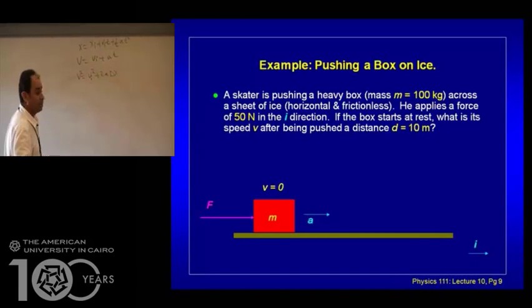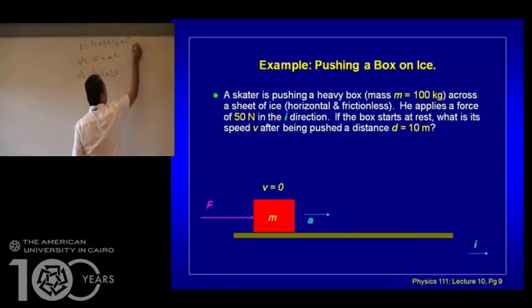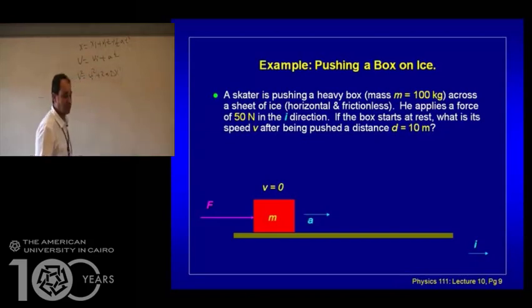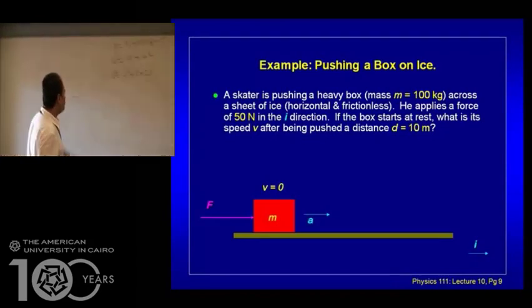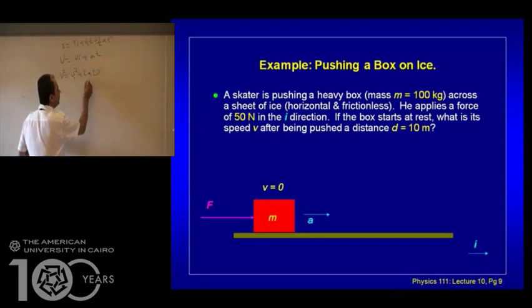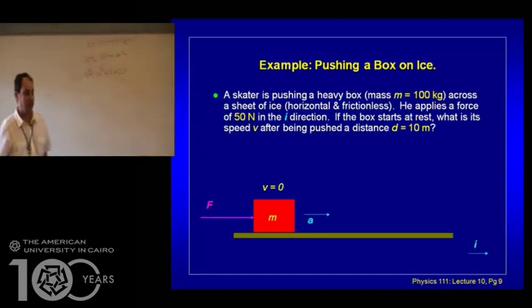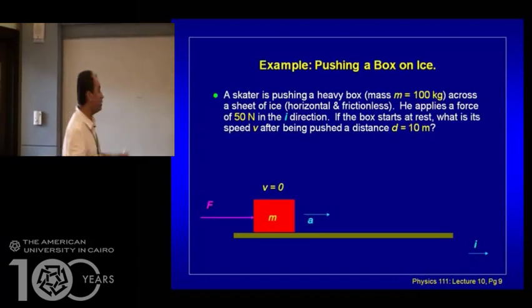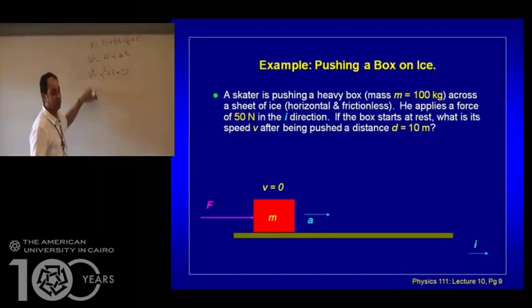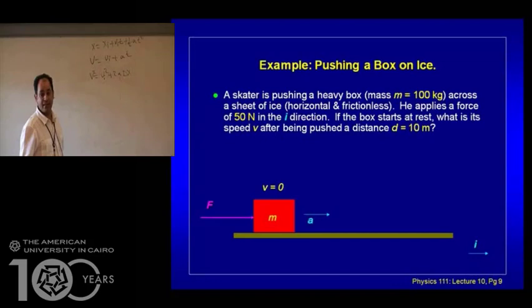But we don't have any time. So I will not use the first one because it has the time and I don't have the time. I will not use the second one either because it also has the time and we would need to get the time. But I might use the third one if I know what the acceleration is. All we need is the acceleration. Then plug in the values in here, and we'll get v. How can we calculate the acceleration?